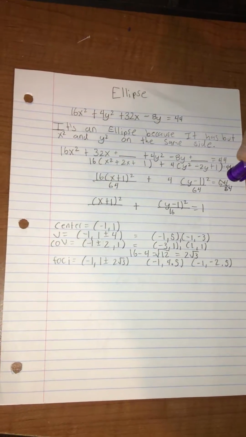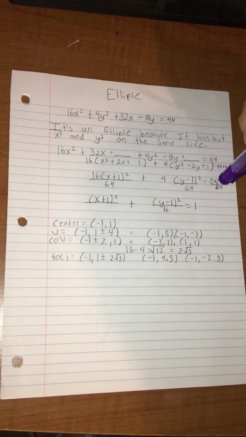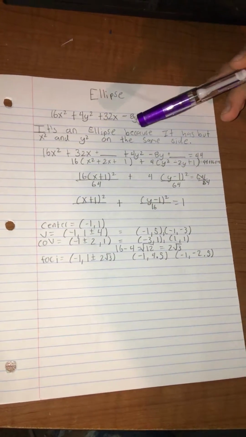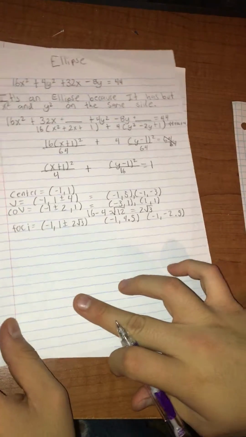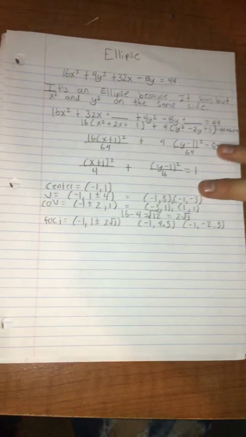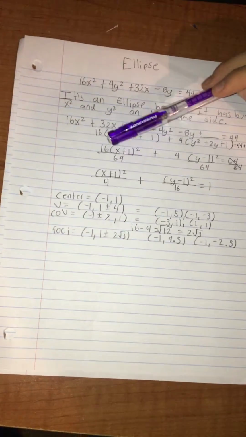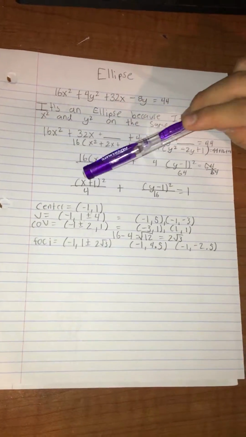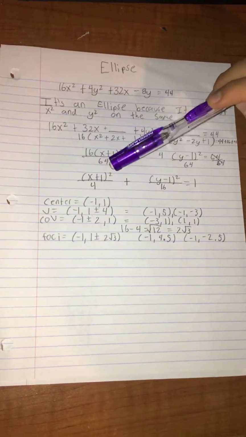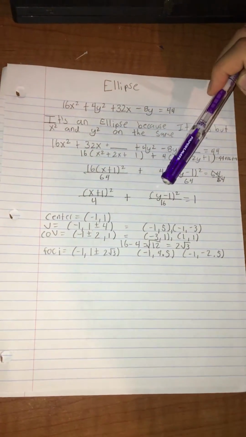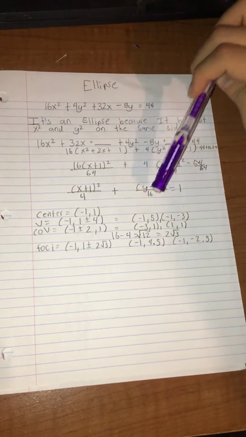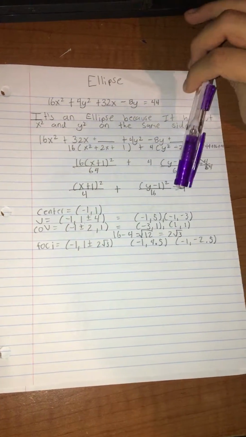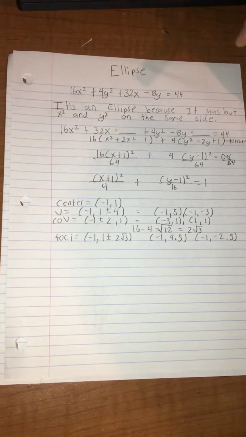The next thing you have to do is divide 64 into both parts. Oh, I messed up. Give me 1 second. Let me fix it. So you have 4 right here. All right. Once you divide by 64 and 16 and simplify, what you get is x plus 1 squared over 4. Over here you get y minus 1 squared over 16, which equals 1, because an ellipse always equals 1.